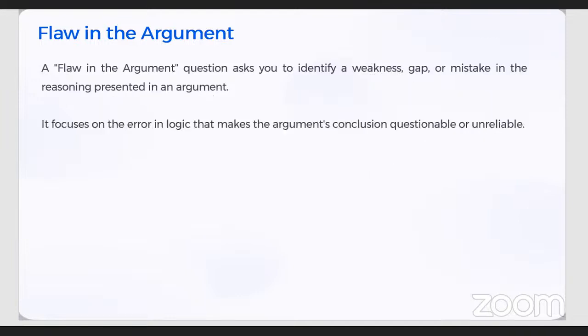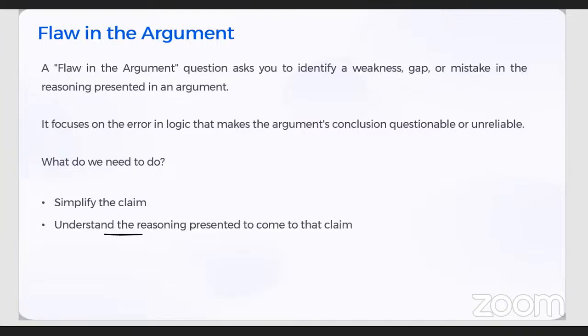Now, in these kinds of questions, you have to focus on the error in the logic that has been presented. And that error will make the conclusion seem not so sensible, not so reliable, right? So what is it that we need to do? Let's understand what we need to do. We need to first simplify the claim, figure out what has been claimed, what has been concluded, what the author is presenting to us as a conclusion. We then need to understand the reasoning, because keep in mind, you are looking for the flaw in the reasoning, right? So you have to first understand what the reason is. Only then will you be able to figure out what the flaw is. So you've simplified the claim, you've understood the reasoning, and then you're going to check, is there a pattern?